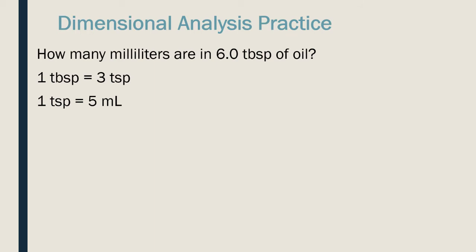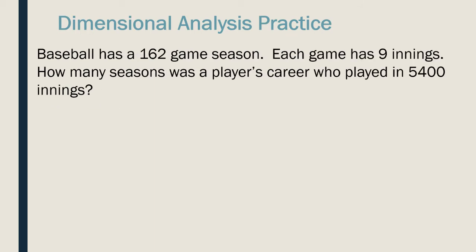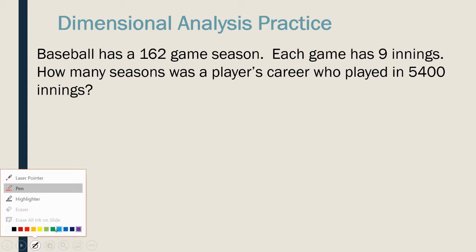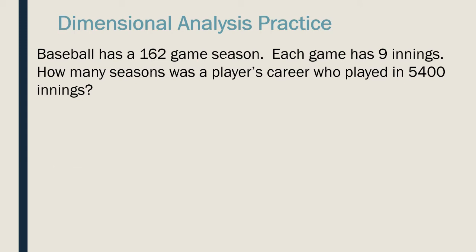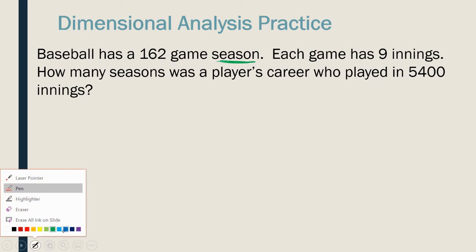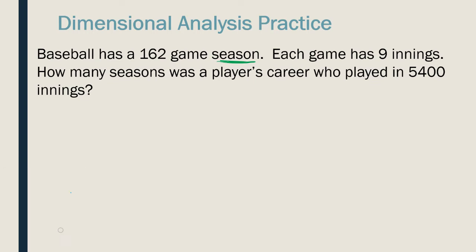All right, so let's try this one with the baseball game. I don't know why I keep avoiding the teaspoon one, but I do. All right, so we're looking through this problem, and a season, right? One season has 162 games. So if we have 162 games, that's one season. We can put that as one of our dominoes: 162 games equals one season. So that's one thing we know.